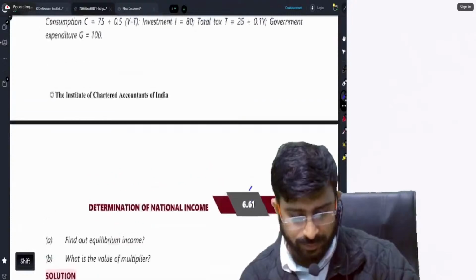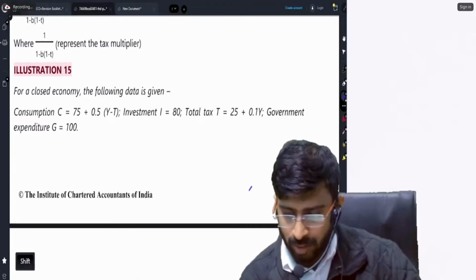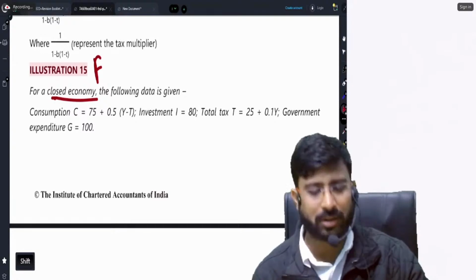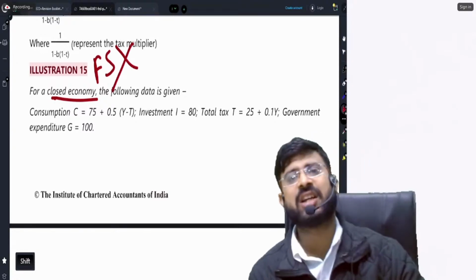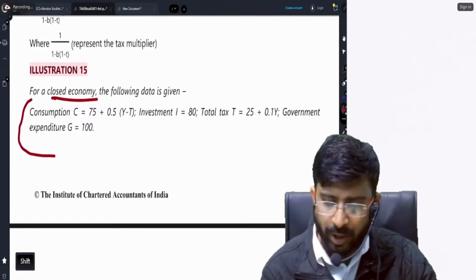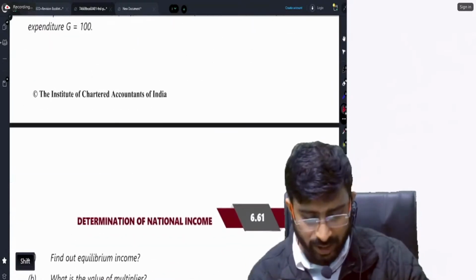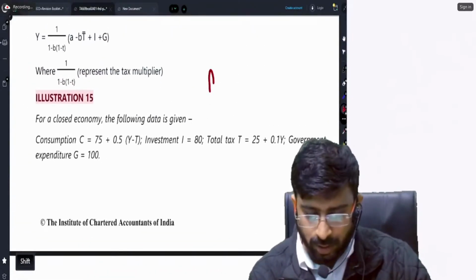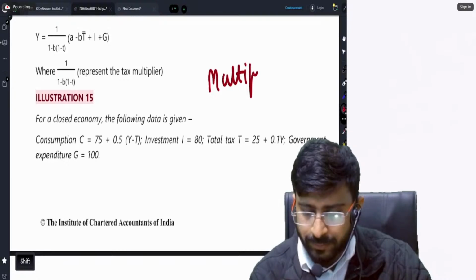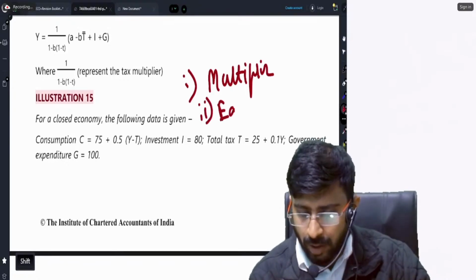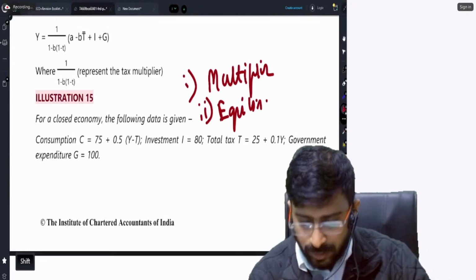Solve this one, everyone. When they are saying closed economy, it means we are talking about a three sector economy, because closed means the foreign sector is not there. Come on, everyone, solve this. You have to find the multiplier, and number two, the equilibrium. Do it फटाफट यार.